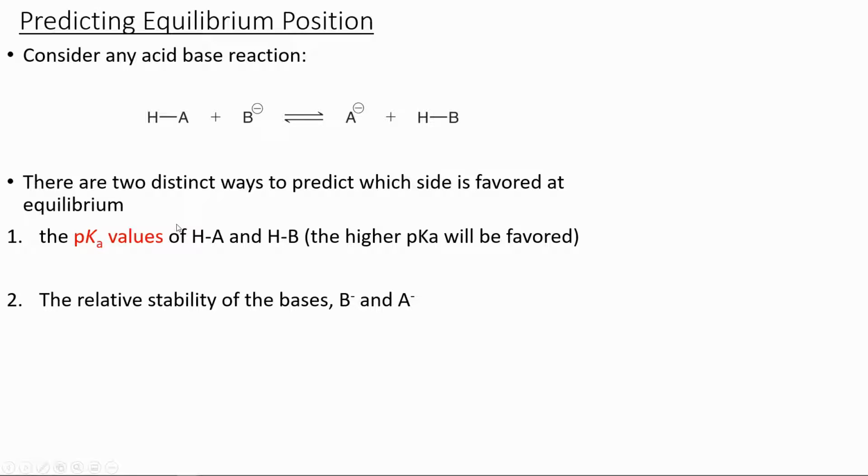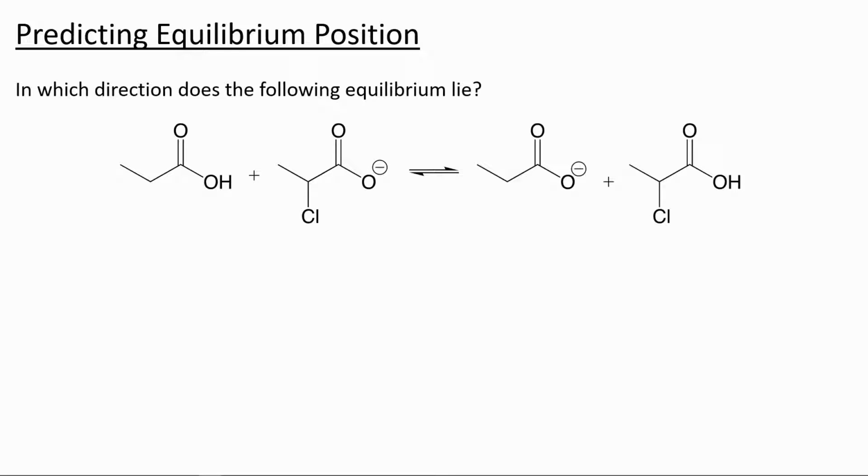And then the other way to determine that is to look at the relative stability of the bases. If you're not given the pKa value, then we can look at the bases and determine if one base is more stable than the other base. And we have four factors now that we can look at to determine the relative stability of the bases. All right, let's take a look at a couple examples.